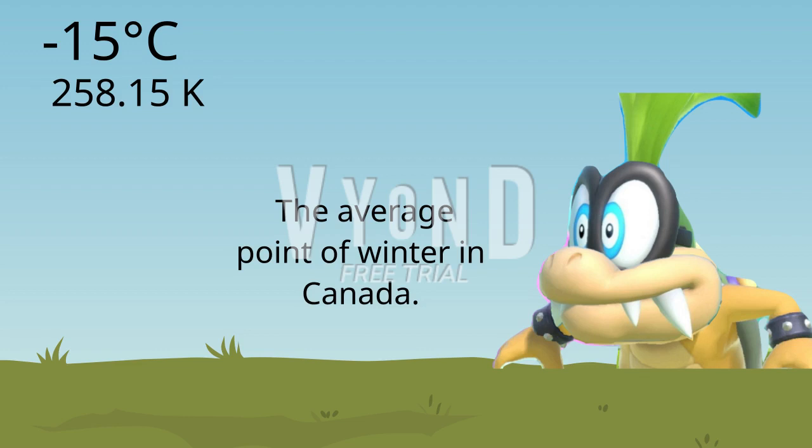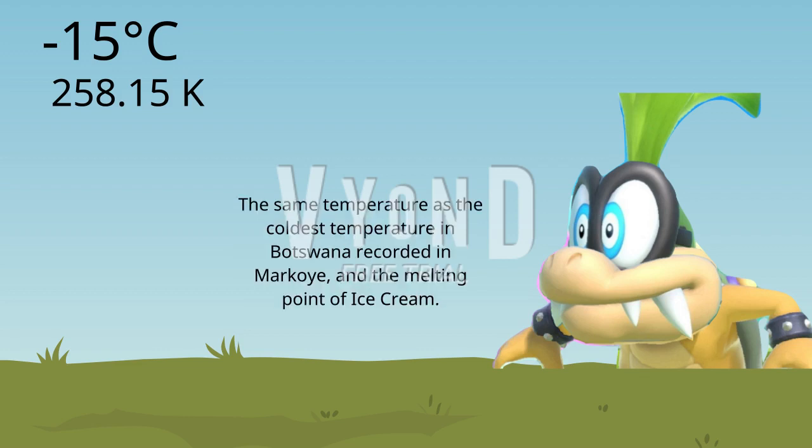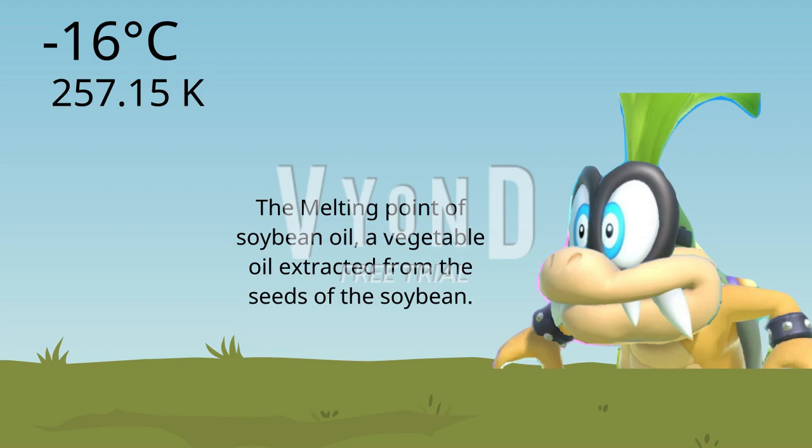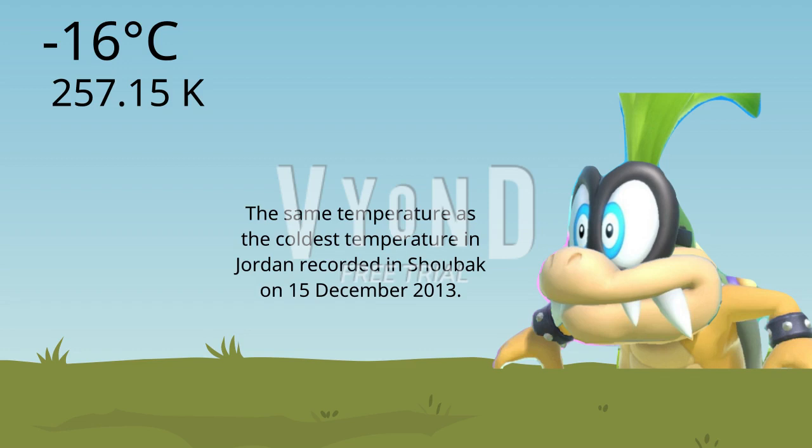The average point of winter in Canada is -15 degrees Celsius, or 258.15 Kelvin. The same temperature as the coldest temperature in Botswana recorded in Maun, and the melting point of ice cream. The melting point of soybean oil, a vegetable oil extracted from the seeds of the soybean, is -16 degrees Celsius, or 257.15 Kelvin. The same temperature as the coldest temperature in Jordan recorded in Shobak on the 15th of December 2013.